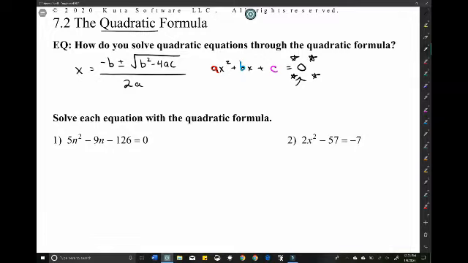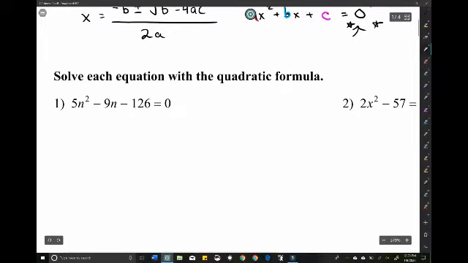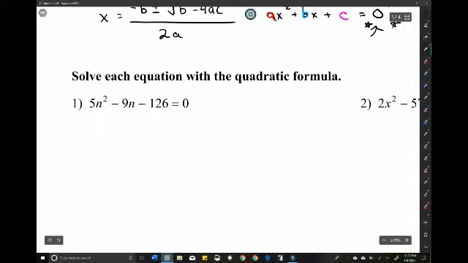So we're just going to get on into it and use our quadratic formula to solve these. I will recommend which way to solve. I know it's confusing: use this or use completing the square. But for our sake, let's identify our a, which is 5, b is negative 9, and c is negative 126.